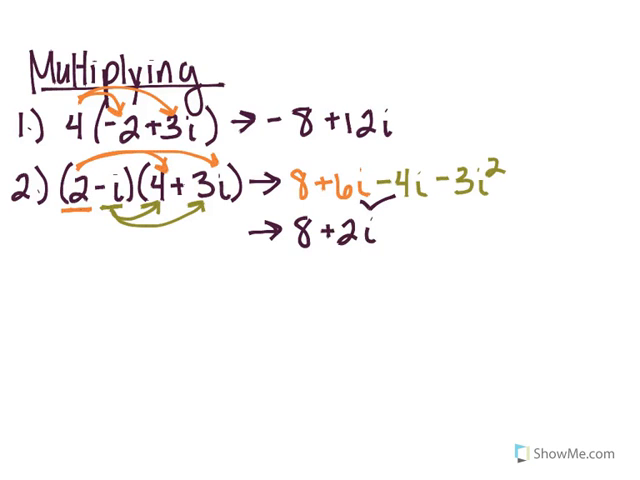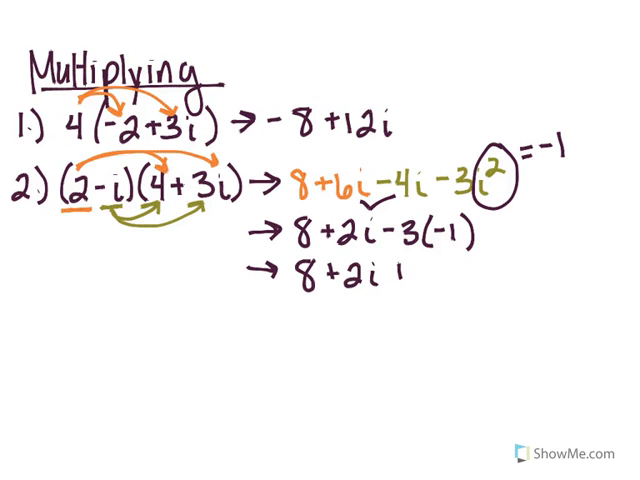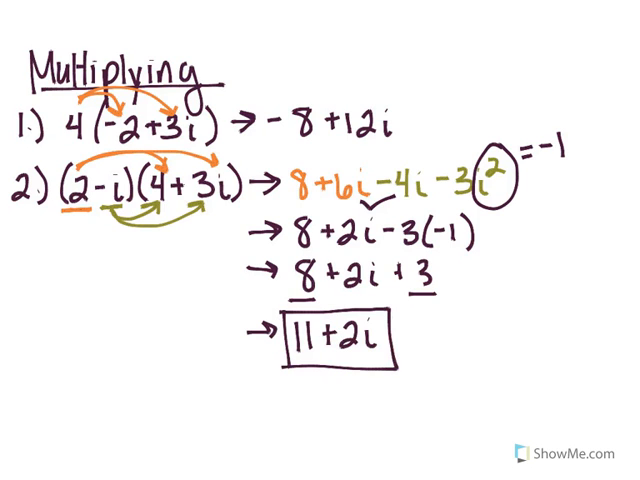And now I have to break down that i squared. i squared is improper because i squared is the same thing as negative 1. So when I rewrite this, it's going to be negative 3 times negative 1. When I simplify all of this together, I get 8 plus 2i plus 3. I now have 2 more terms I can combine, the 8 and the 3, and my ultimate answer is going to be 11 plus 2i. So that's how we're going to multiply our complex numbers.